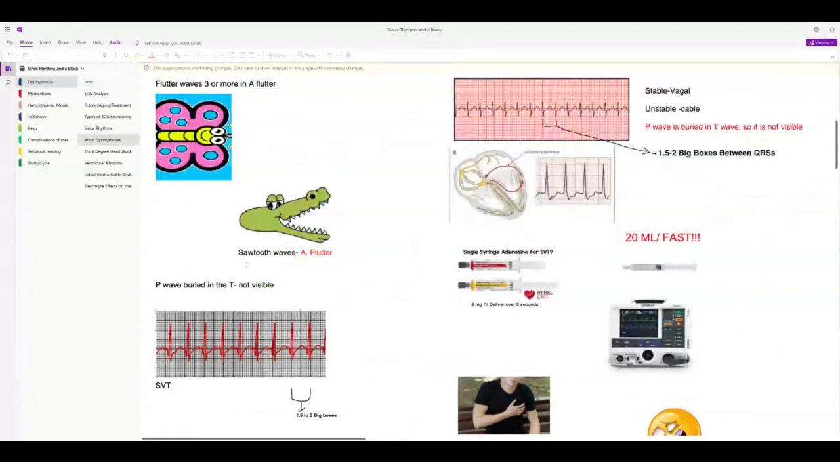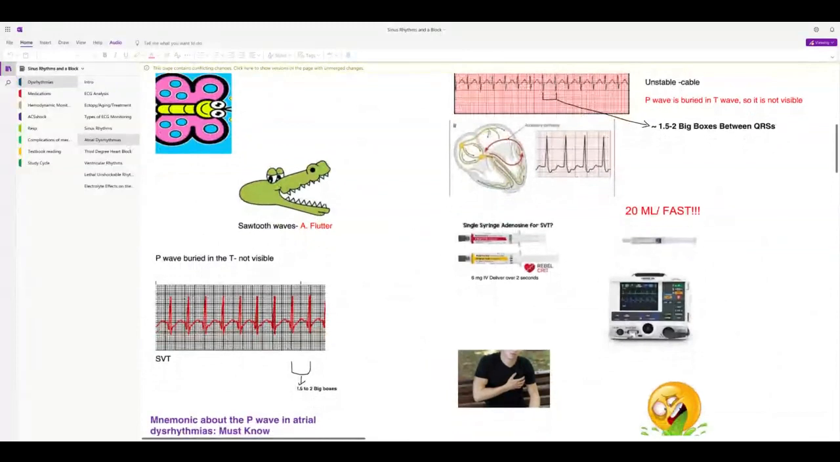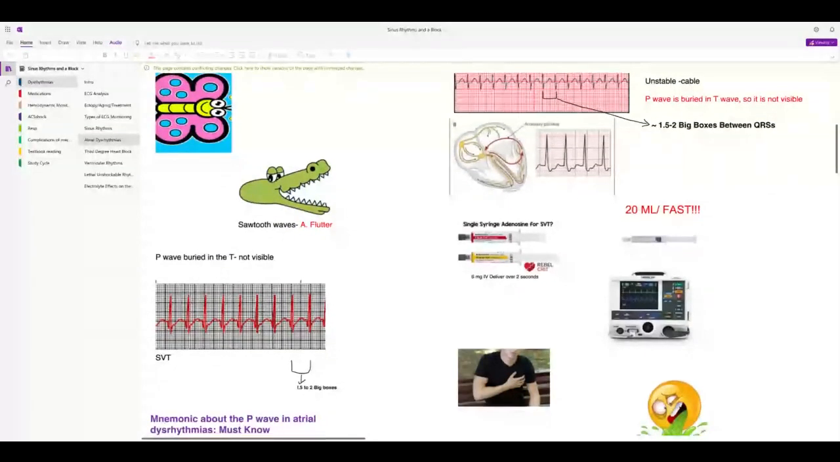All right, or the P wave can be buried in the T, meaning it's not visible. So this is SVT. It's a very fast rhythm, greater than 150 beats per minute. It's so fast that the P gets hidden in the T wave.